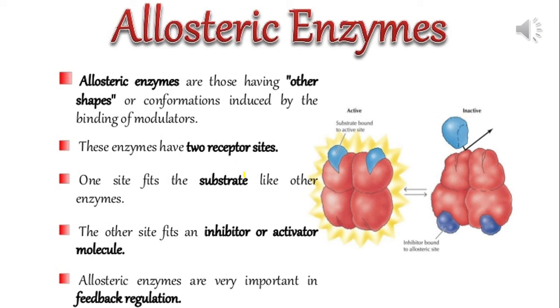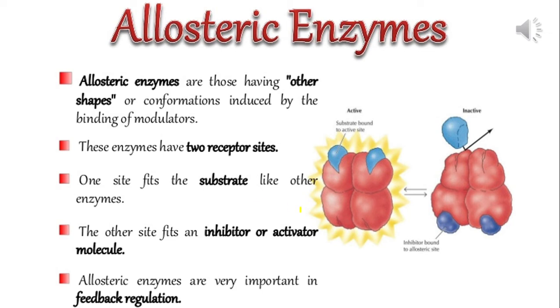These enzymes have two receptor sites. One is for the original substrate. The other is for the allosteric modulator. Use the term allosteric modulator. The allosteric modulator is binding at a site other than the active site. These modulators are of two types, allosteric inhibitor or allosteric activator.